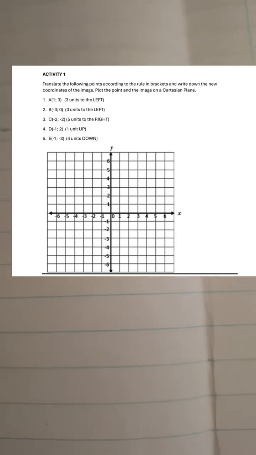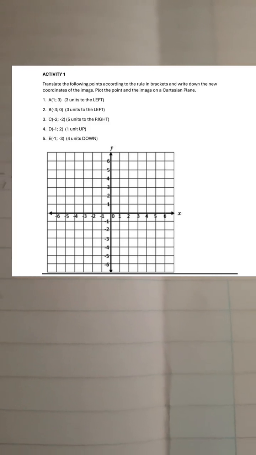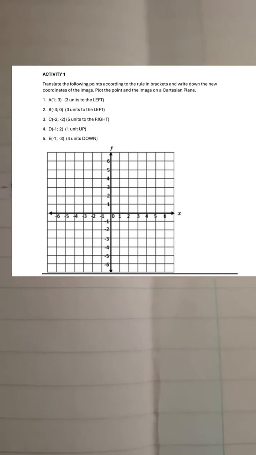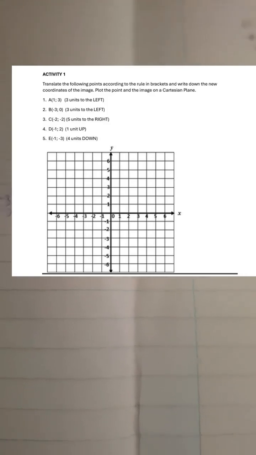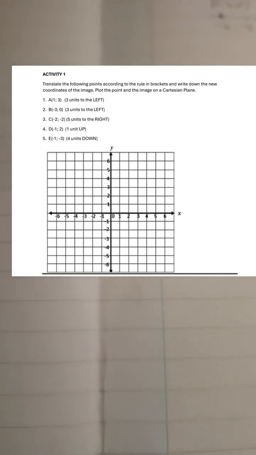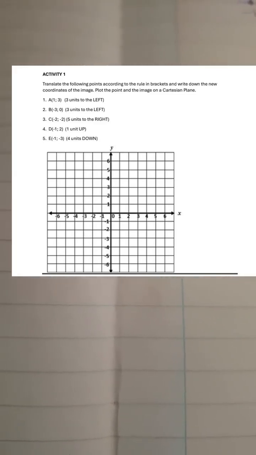So if you guys can tell me in the comment section, I'm not even going to do this one. I'm going to allow you guys to actually give me the answer in the comment section. What would be the new coordinates of E, the image of E? What would be the new coordinate if we're saying it's translated 4 units down?